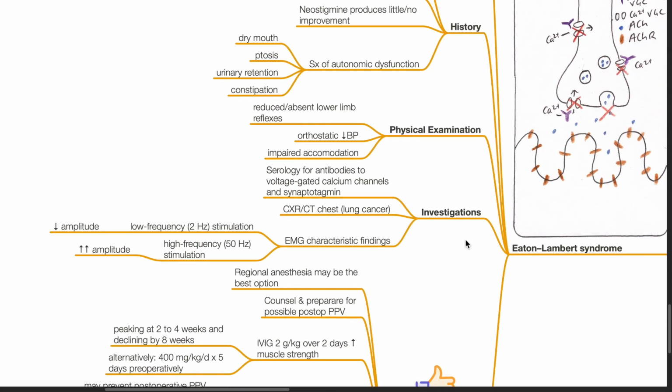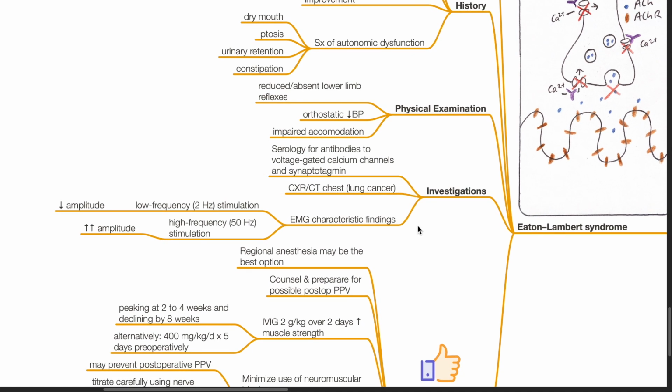Investigations. Serology for antibodies to voltage-gated calcium channels and synaptotagmin. Chest X-ray and CT chest to look out for lung cancer. Electromyography characteristically shows reduced amplitude on low frequency 2 Hz stimulation and increased amplitude on high frequency or 50 Hz stimulation.